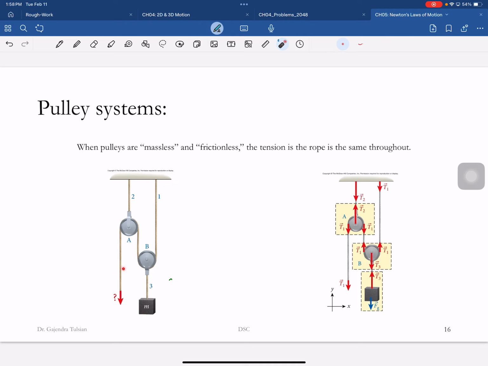So this rope is under tension, and the question is how much tension is in the rope. If this is a 100-pound object, the tension is 50 pounds. And so you're applying a 50-pound force. You pull down with a force of 50 pounds, and you're lifting a 100-pound object. Sounds like a free lunch to me. What gives?